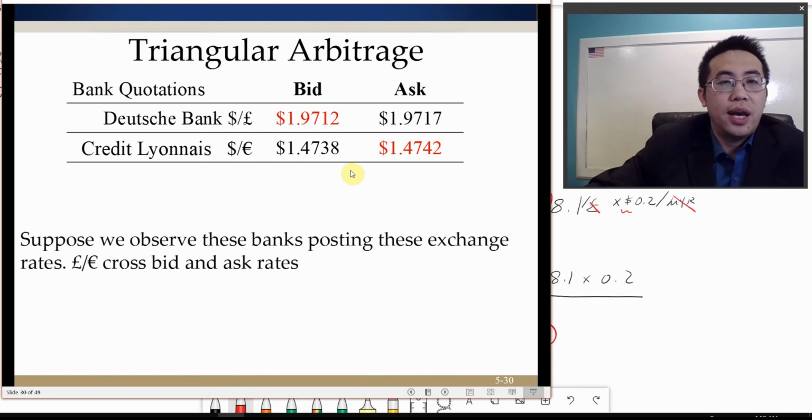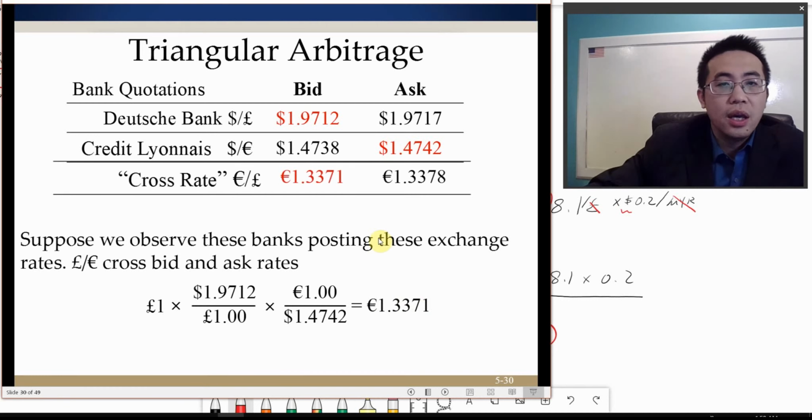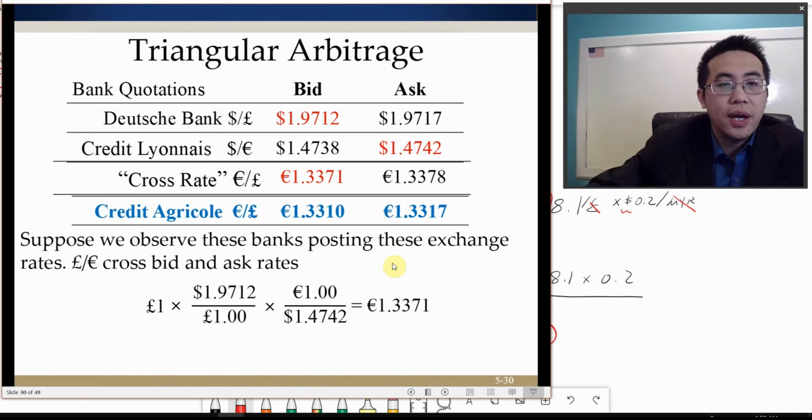All right, so if you do that, then you need to know which currency should be on the top. You should put the pound price on the top and the euro price on the bottom. So it's $1.9712 per pound divided by $1.4742 per euro, and then you will get the amount of euro per pound for the implied cross rate.